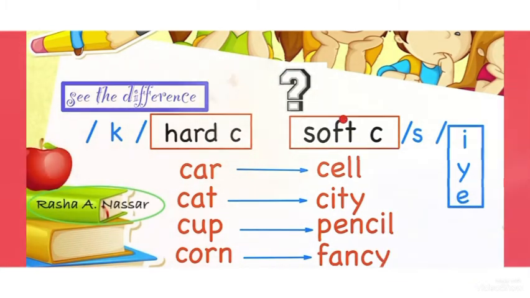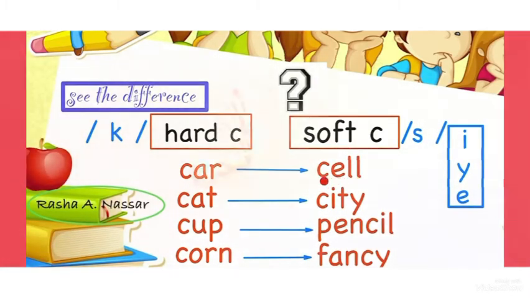Again, this is the difference between hard C and soft C. Hard C is the letter C that sounds k, k. Soft C is the letter C that sounds s, s. But first, you should know how and when we pronounce the letter C as s. We pronounce the letter C as s when the letter C is followed by E or I or Y. Again, we pronounce soft C, the letter C that sounds s, when the letter C is followed by I, Y, and E. Let's read the words with soft C.